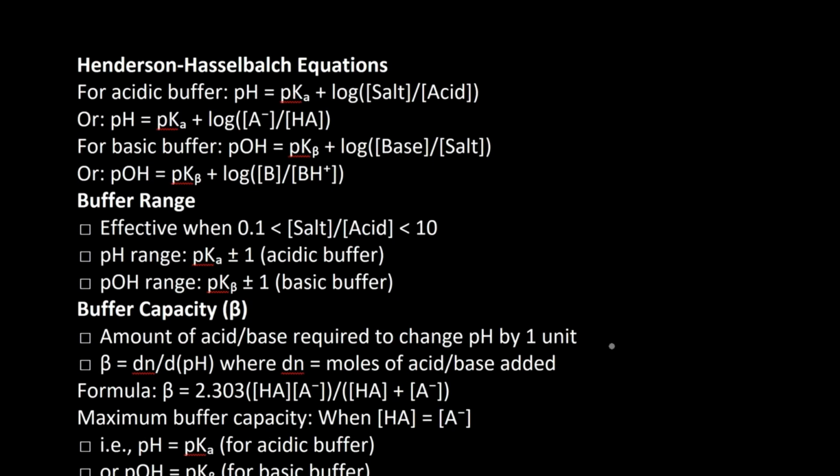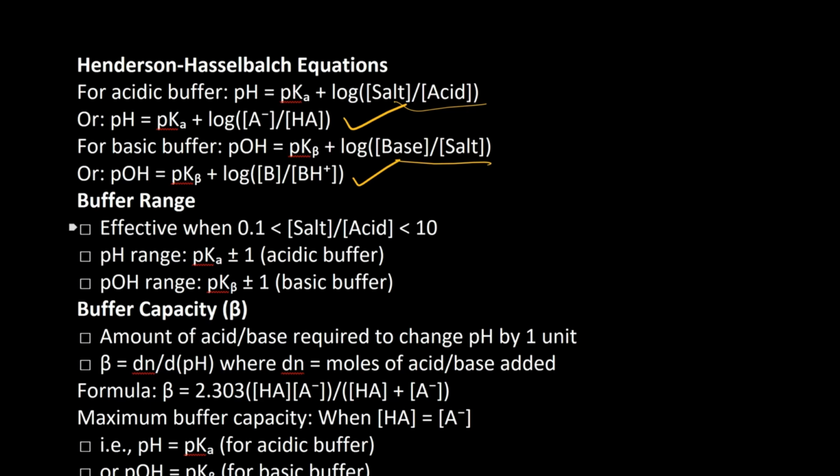Here comes the Henderson-Hasselbalch equation. For acidic buffer, pH is equal to pKa plus log of A minus over HA. That means salt by acid concentration. Okay, for basic buffer, B minus over BH plus, base by salt concentration. That changes over here, please note down.